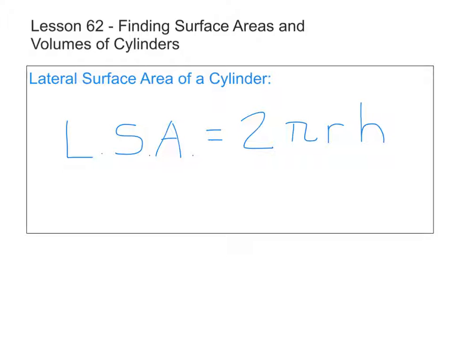So it's really that simple. As always, it's a formula. You identify what the values are for the variables, and you plug those values into the variables. This is our formula for lateral surface area of a cylinder.